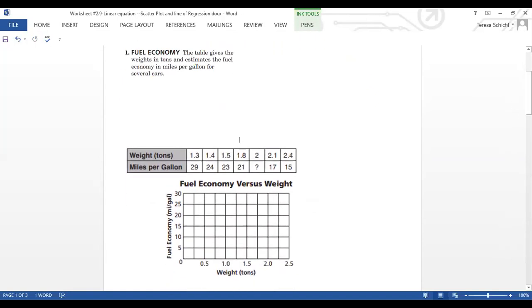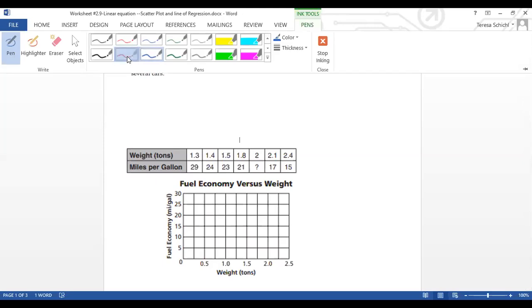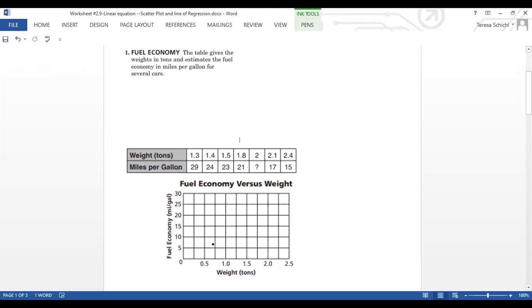Now, the table gives us the weight in tons and the estimated fuel economy in miles per gallon. Let's take a look. How do I do a scatter plot here? Let me use better colors. So 1.3, 29. 29 should be pretty close to here, right? So this will be my first point.